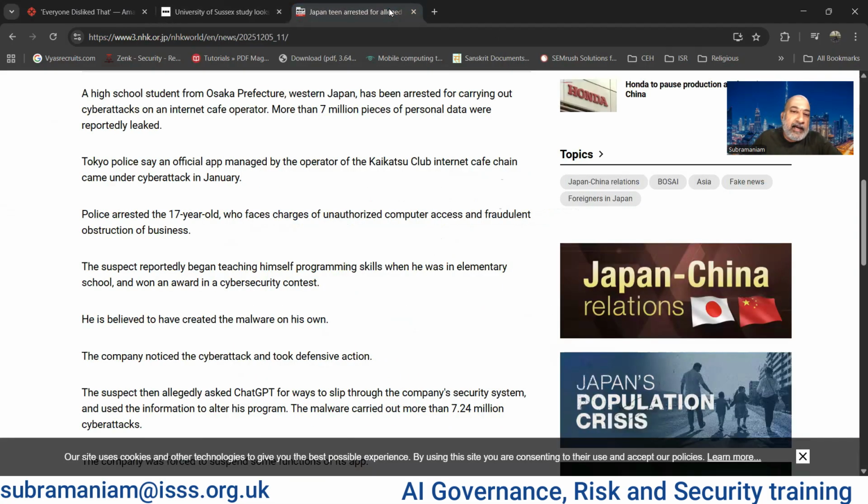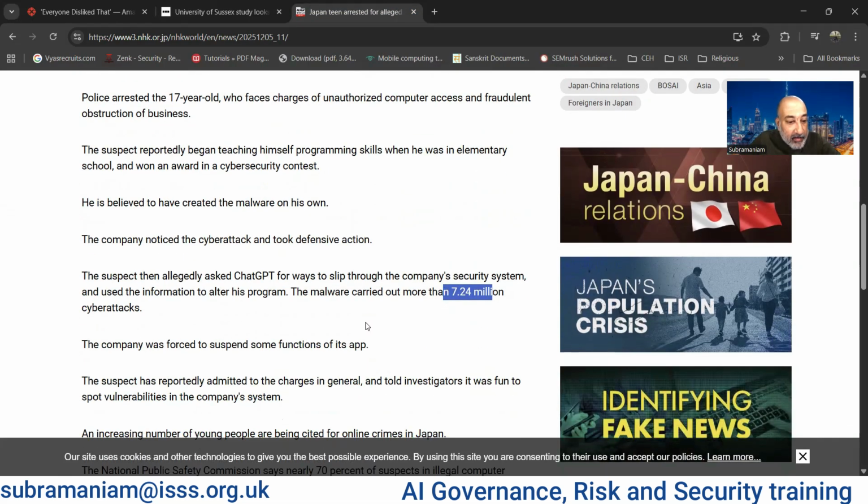But again, this is a concerning thing. Next, a Japan teen was arrested for using a script from a chatbot to infiltrate a network, Kaikatsu Club. That means a 7.24 million record cyber attack. I think the data has actually been revealed, and this was only a 17-year-old kid. Now, we cannot blame the kid. This is unavoidable. Chatbots can generate source code which can be used in the IT environment. So we need to ensure that if the security had been very good for this company, I think they could have thwarted it.